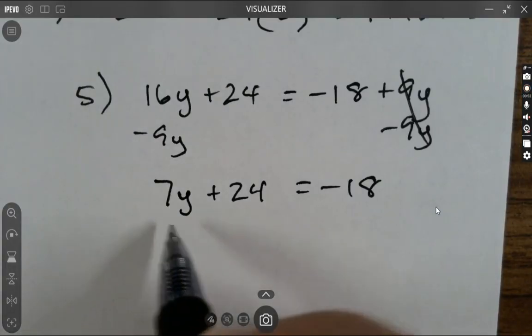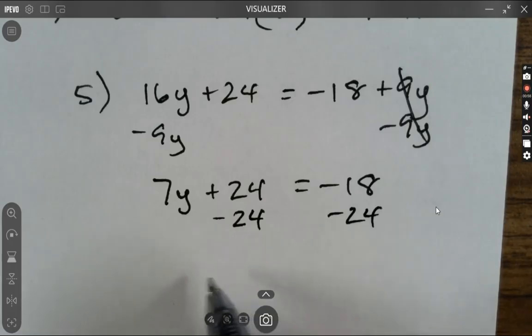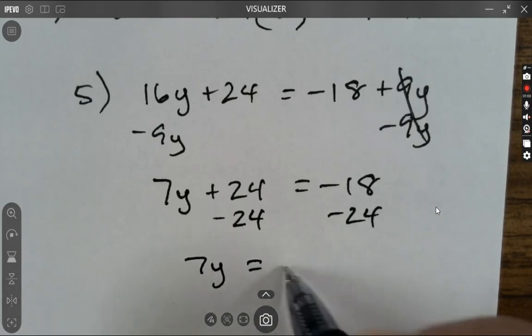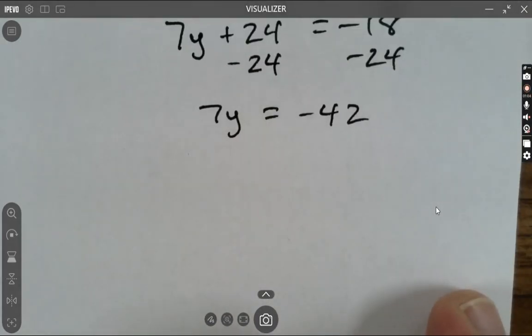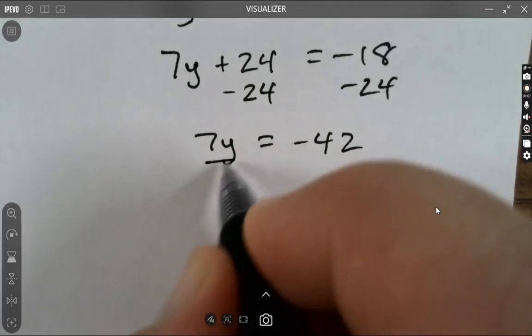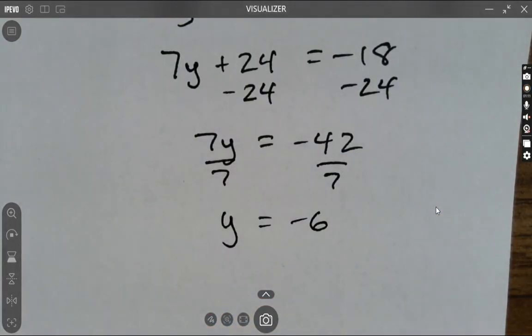Then we want to get the 7y by itself, so it's just one term alone with the variable. We get 7y equals negative 42. Then we divide both sides by 7, and we get y is equal to negative 6.